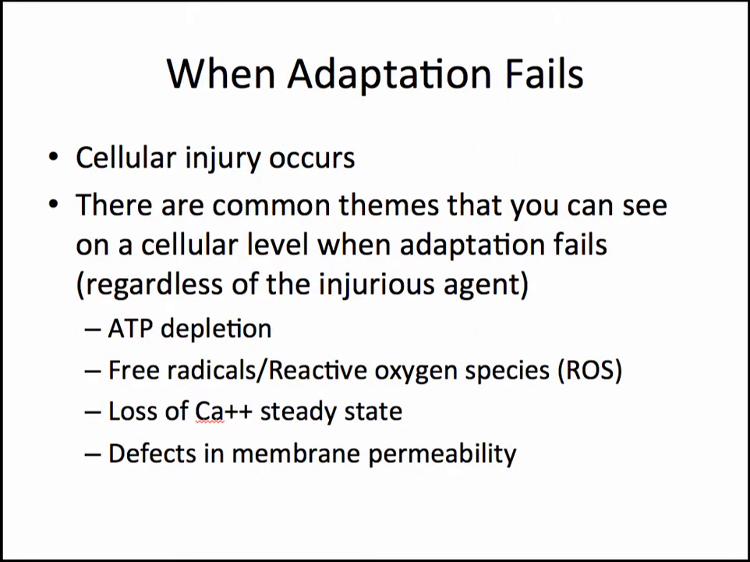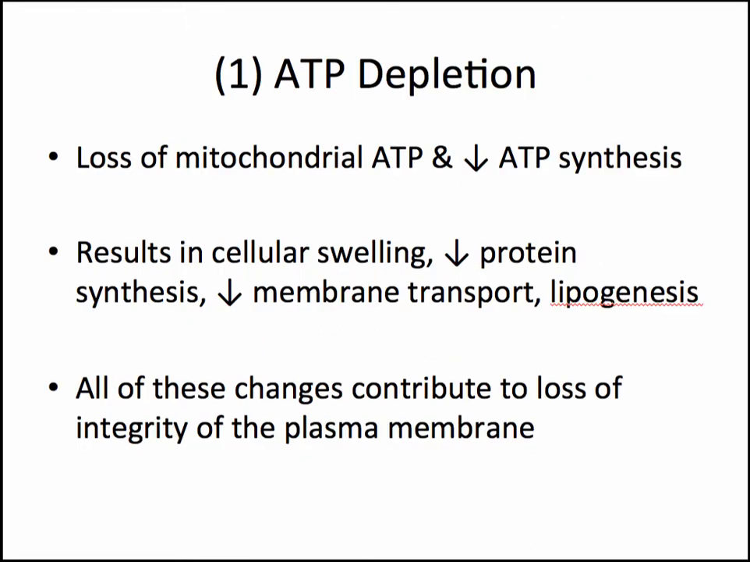When adaptation fails, cellular injury occurs. There are common themes that you can see on a cellular level when adaptation fails, regardless of the injurious agent. These include ATP depletion, free radicals or reactive oxygen species, loss of calcium steady state, and defects in membrane permeability. With ATP depletion, there's a loss of mitochondrial ATP, as well as decreased ATP synthesis.